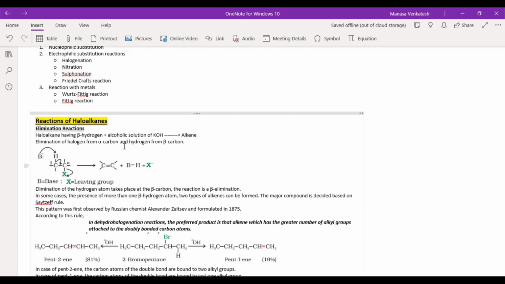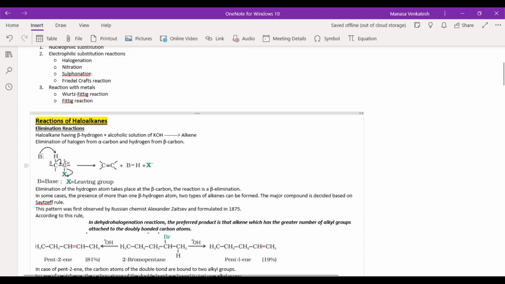So elimination reactions, as their name suggests, basically mean that something is getting kicked out. Here you have a base coming and attacking the hydrogen, and this bond is breaking, and this leads to the kicking out of the halogen atom as an X minus. Now, this is taking place at the beta carbon. So the alpha carbon is the carbon which is attached to the halogen atom.